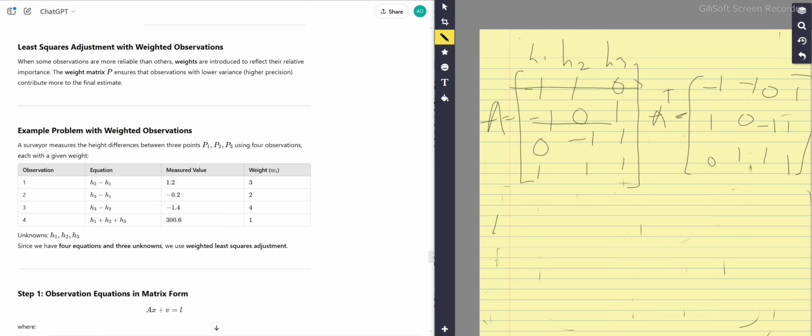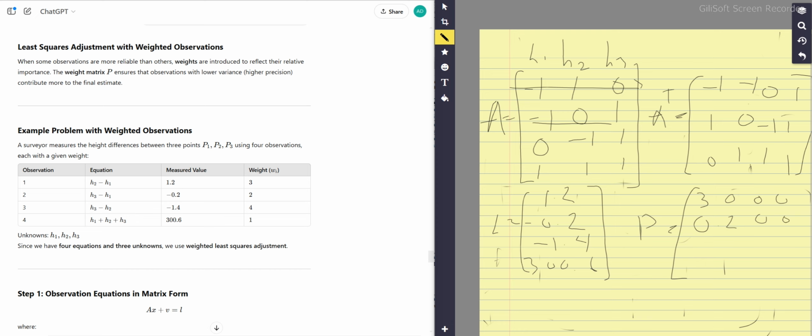So once you have this, you can do your L, which is the result. And our result is 1.2, minus 0.2, minus 1.4 and 300.6. So that's the case. Now we have weights. In this case, our weight will be diagonal. Don't forget, we have 3 observations, or in this case we have 4. So every other thing will be 0, but since the first one is for the first observation, we are going to be having 3. Every other entry is 0.